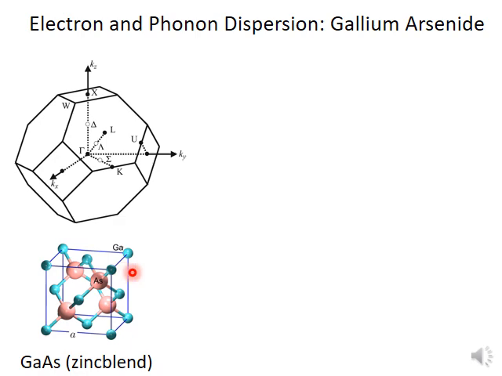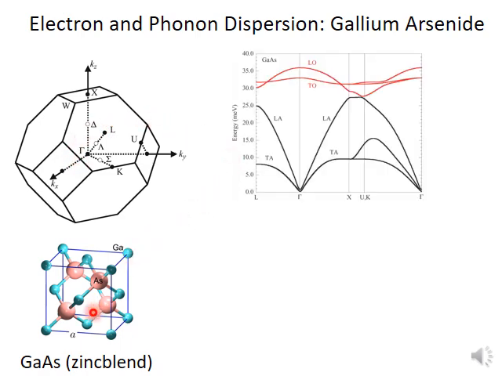So because it's an FCC lattice, the Brillouin zone we are interested in would be the Brillouin zone of the FCC. And because you have a lattice which consists of two bases, then you would have both the optical branch and the acoustic branch present for this system. Going from gamma to L, again you have, where L is the 111 direction, four branches.